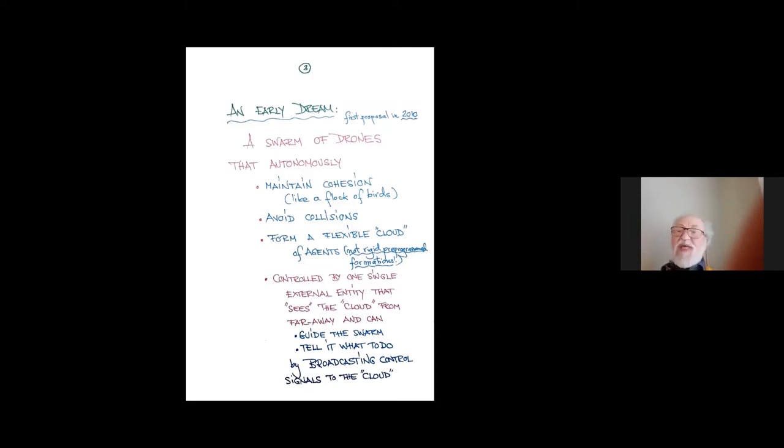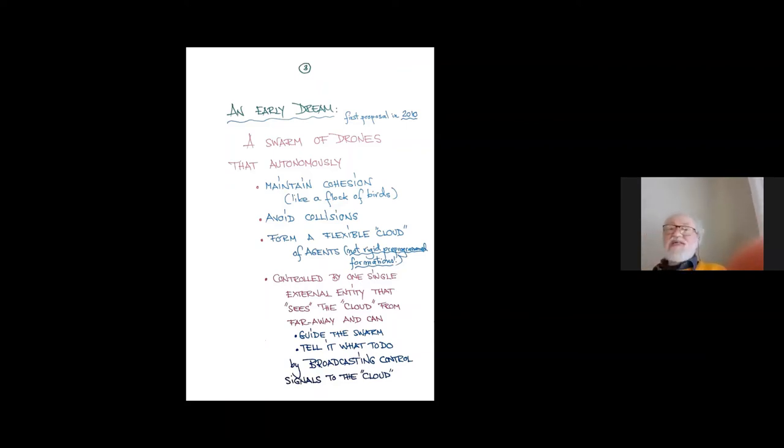This whole concept would be a flexible cloud that is controlled by one single external entity that sees the cloud. From far away I could see the cloud of agents that are under my control, and I can guide this swarm and tell it what to do by broadcasting some signals not to any one of these agents in particular, but to the cloud as such. So I will not need to know the names of every drone. They don't have to be identifiable. They are just entities that are identical and they are doing something by themselves.